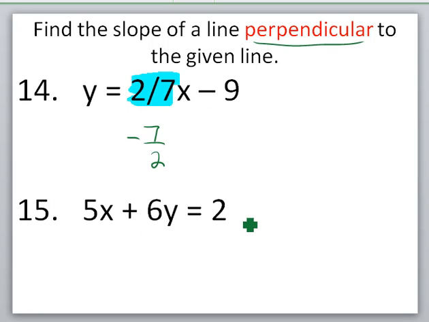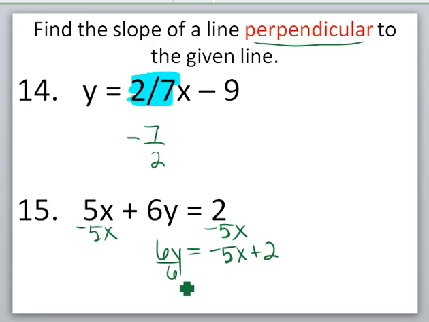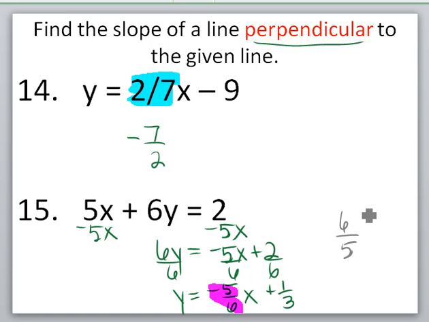The second equation does not have y equals, so I need to figure out what the y equals equation is so I can find m. So I'll move the 5x to the other side by subtracting 5x, and then I will divide by 6. So I get y equals negative 5/6 x plus 1/3. The slope of this line is negative 5/6. So the slope of the line perpendicular to it would be its negative reciprocal, which would be 6/5. It was negative, now it's positive.